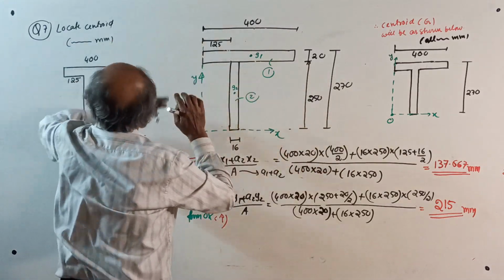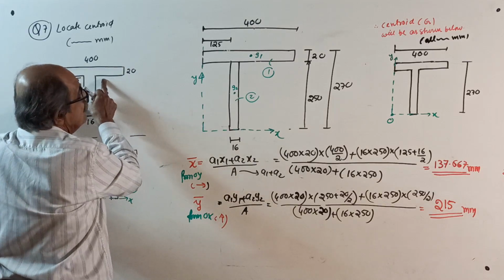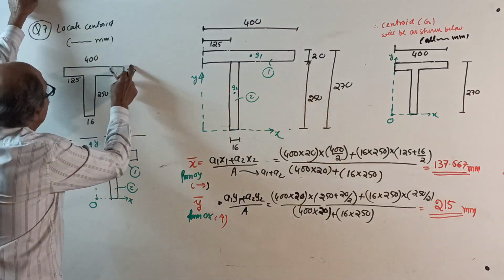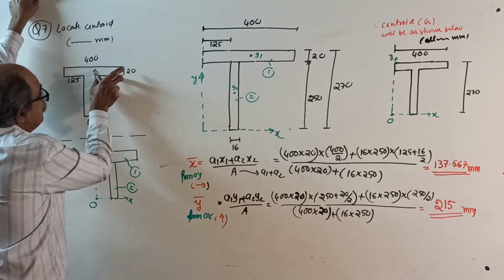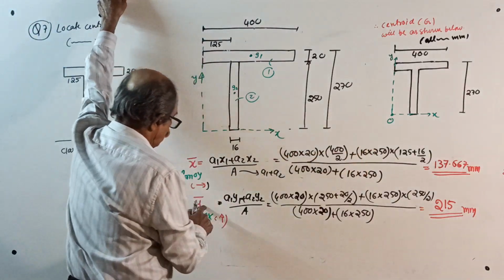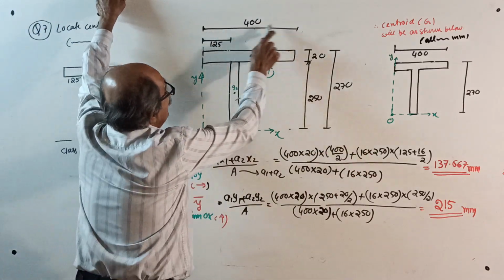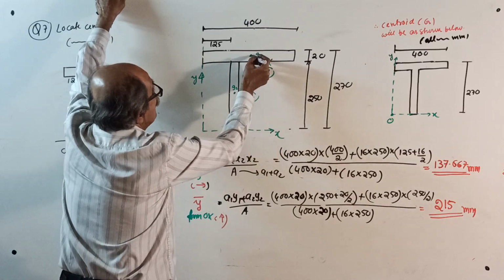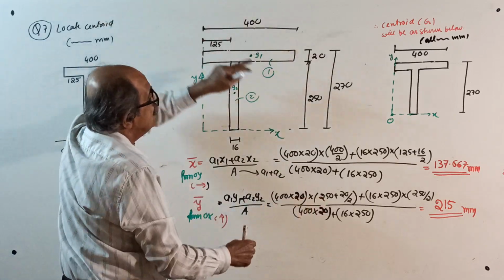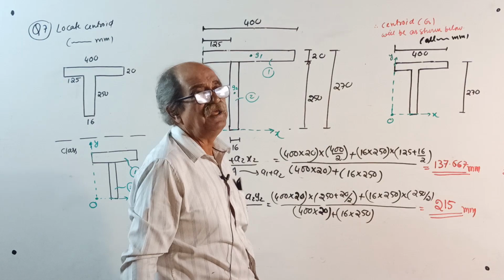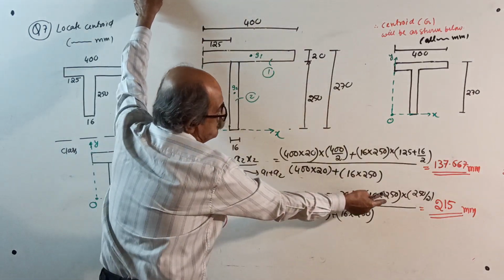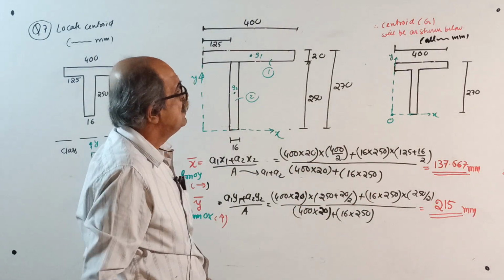By chance, make a note: if they give this distance, then still, if you take x bar from this side, from the total 400, subtract 16, subtract that distance and get this distance. Okay, you got x bar. Y bar: A1, 400 by 20 into Y1, centroid is here, 250 plus half of 20, or 270 minus half of 20 also will do. A2, 16 into 250 into 250 by 2, center. Divide by total area, we get Y bar.